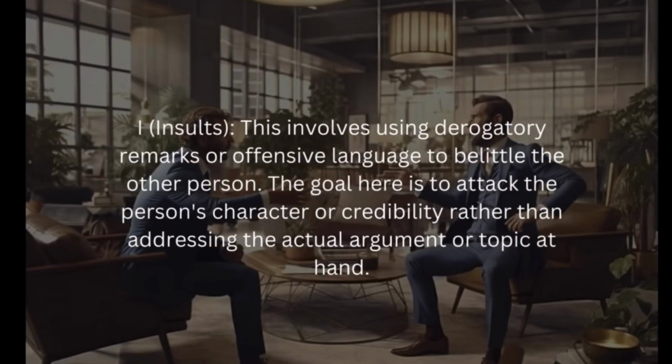I is for insults. This involves using derogatory remarks or offensive language to belittle the other person. The goal here is to attack the person's character or credibility rather than addressing the actual argument or topic at hand. Another sign of a low-value woman is she often insults.